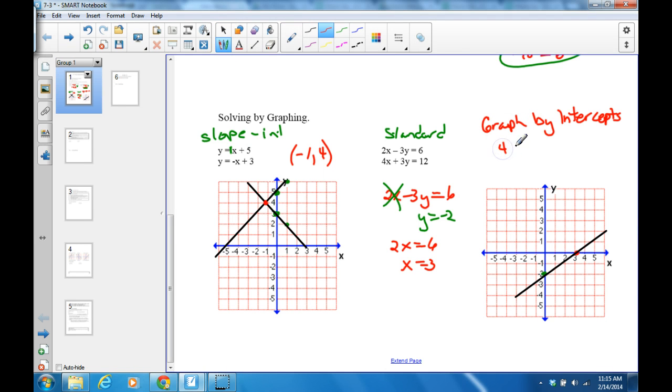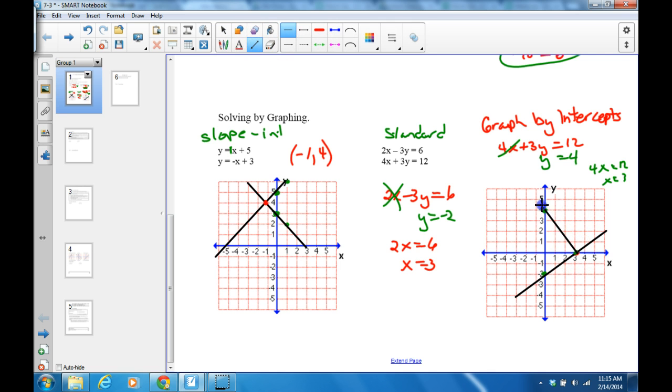So I have 4x plus 3y equals 12. Yep, so if I cancel out my 4x, I have y equals 4. Let's put that on here first. And then the other one is 4x equal to 12 and x equals 3. So connect your dots. Where do they cross? 3, 0. Yep, exactly. They cross at 3, 0. So my solution in this case is 3, 0.